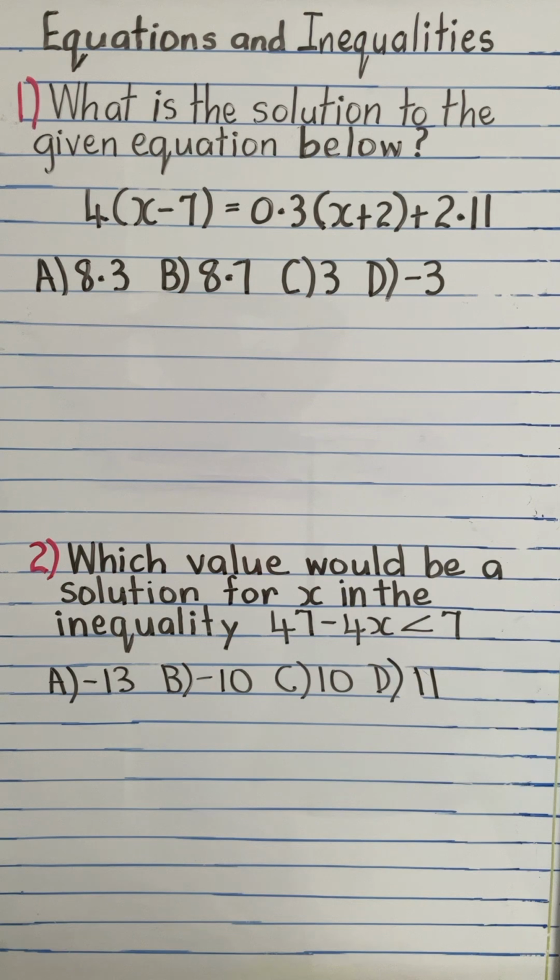So let's get into our first example. What is the solution to the given equation below? 4 times x minus 7 is equal to 0.3 times x plus 2 plus 2.11.